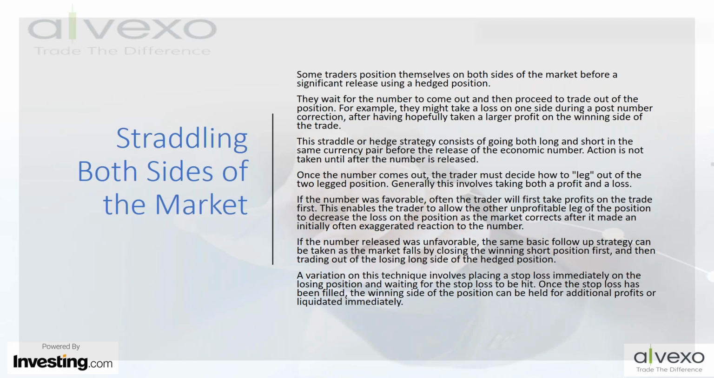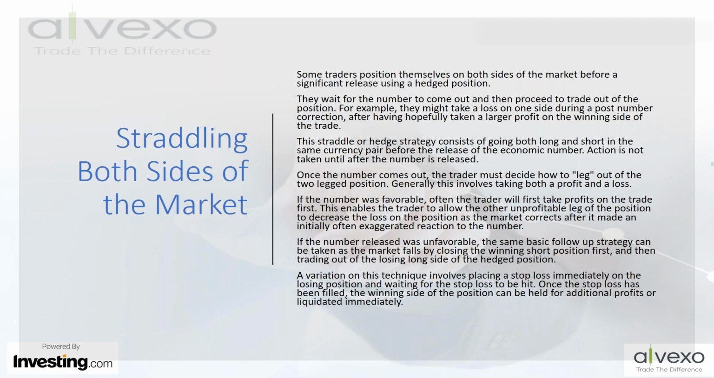So some traders position themselves on both sides of the market before a significant release. They wait for the number to come out and then proceed to trade out of the position. For example, they might take a loss on one side during a post-number correction after having hopefully taken a larger profit on the winning side.